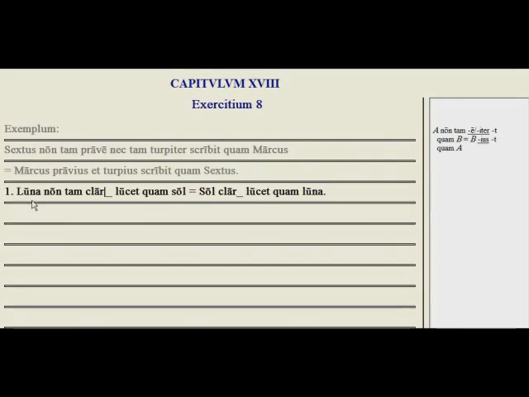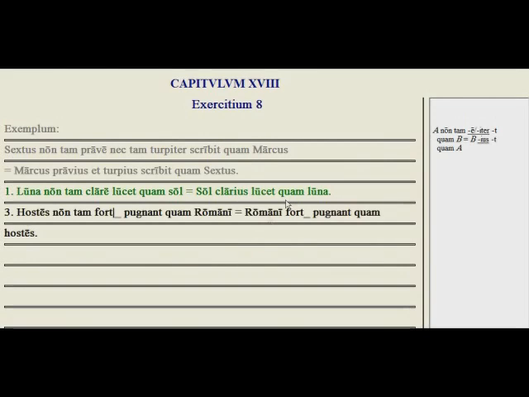So let's practice. The moon doesn't shine as bright, clara. As bright, we have clare, because it's the adverb form. Doesn't shine so bright as the sun. The sun shines more brightly, and here is where we have the adverbial comparative, which ends in ius. Shines more brightly than the moon. Let's try exercise 9.